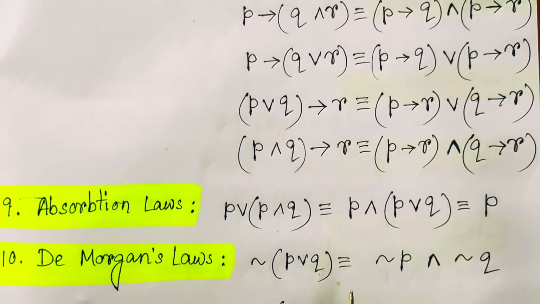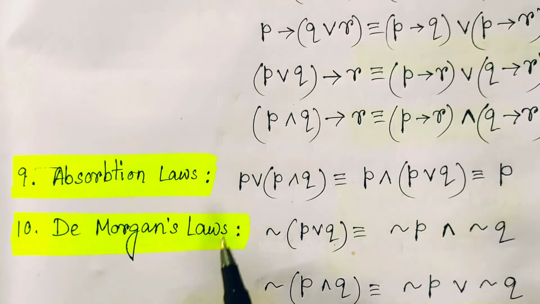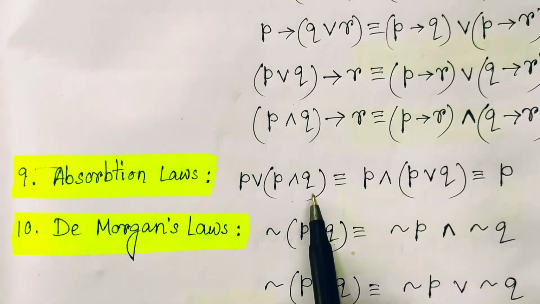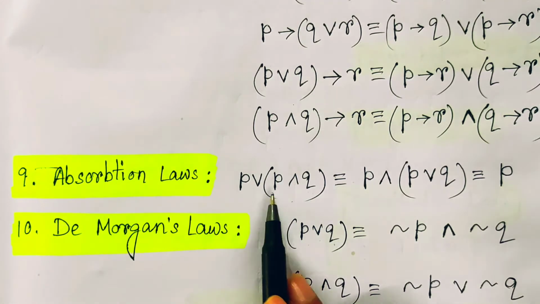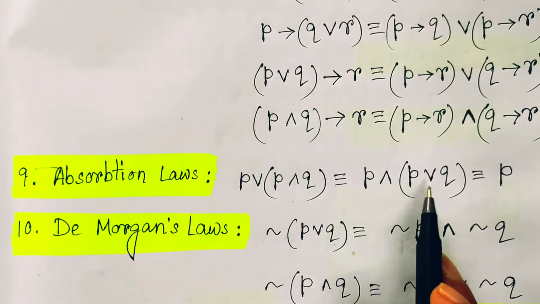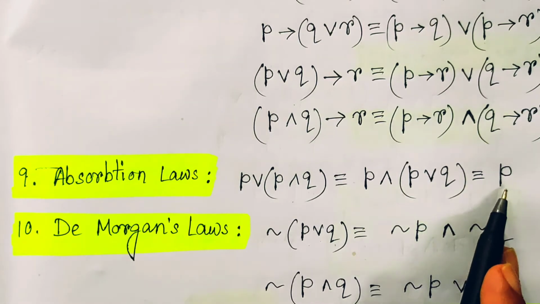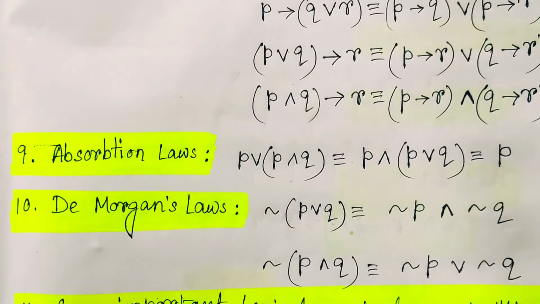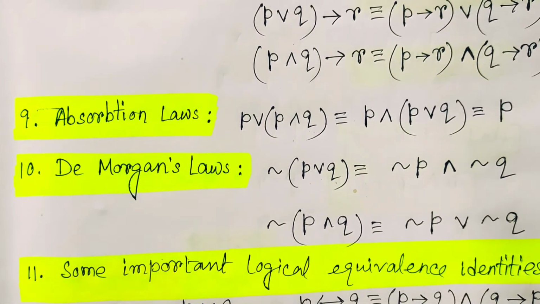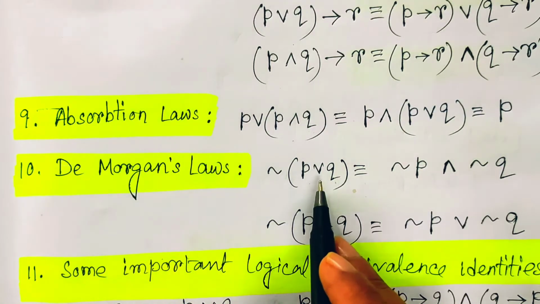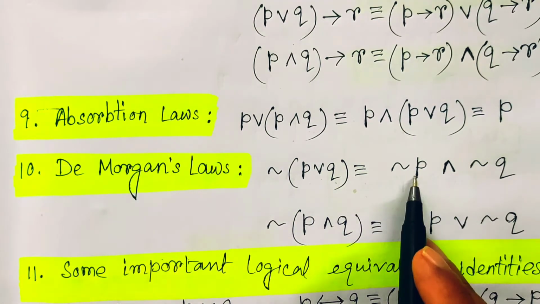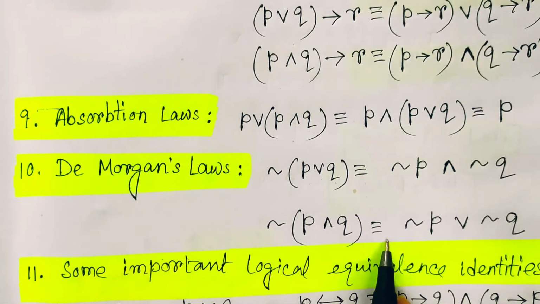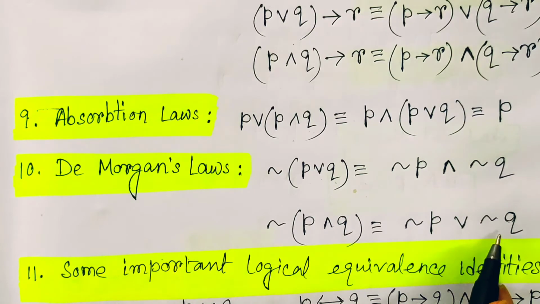Now it is the absorption law. In the absorption law, we find that P or (P and Q) is equivalent to, if we interchange these two, P and (P or Q), and both are equal to the proposition P. Now it is De Morgan's law, which is also a well-known property to us, and the same property is applicable here. Not (P or Q) is equivalent to not P and not Q, and not (P and Q) becomes not P or not Q.